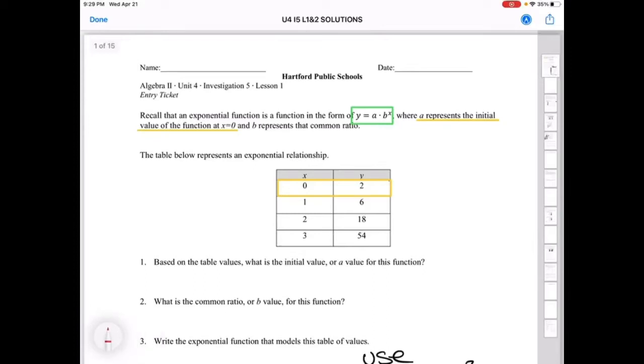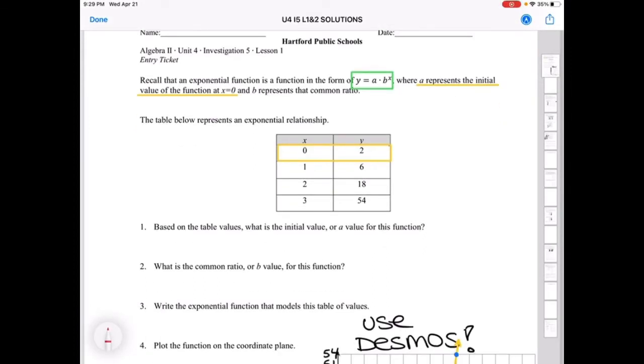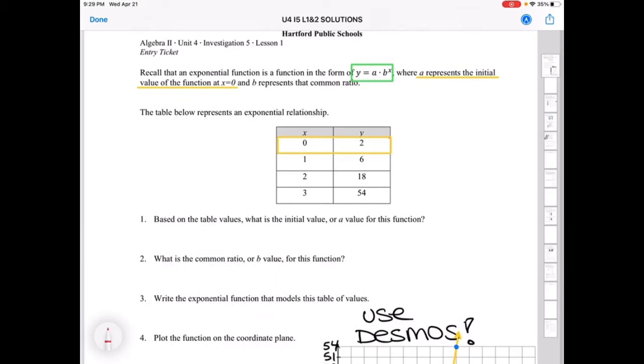This is Unit 4, Investigation 5, Lessons 1 and 2. We're starting off with the entry ticket together. We're working with exponential functions again.